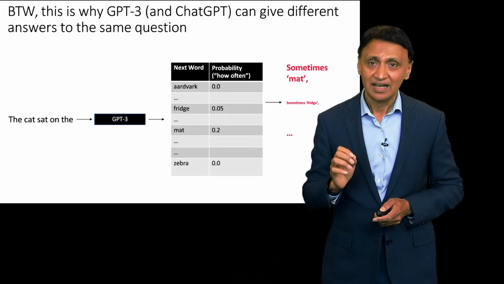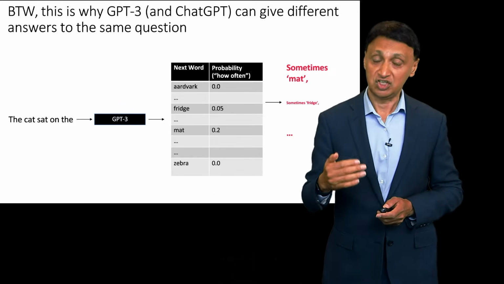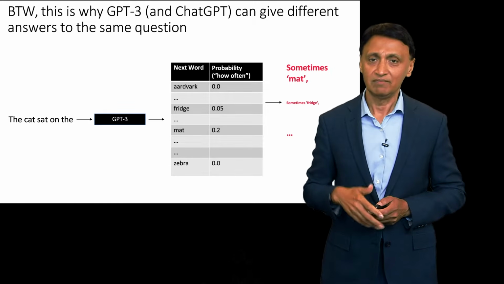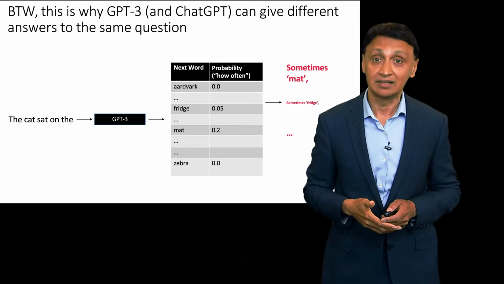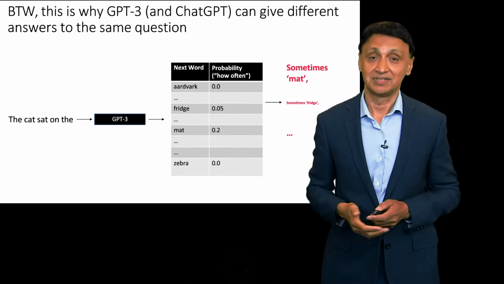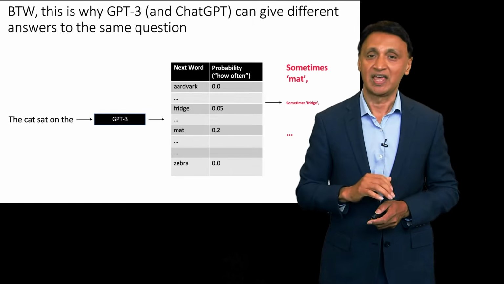And by the way, this is why when you ask ChatGPT a question, and we'll come back to this later on as well, when you ask ChatGPT a question and you ask the same question maybe a couple of minutes later, it might actually give you different answers. It's because this sampling is going on under the hood, and you need to understand that.